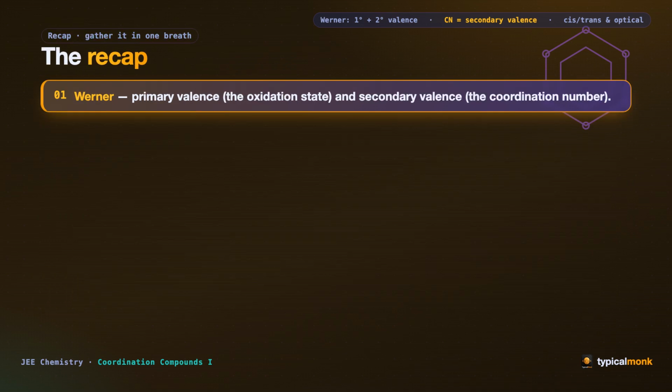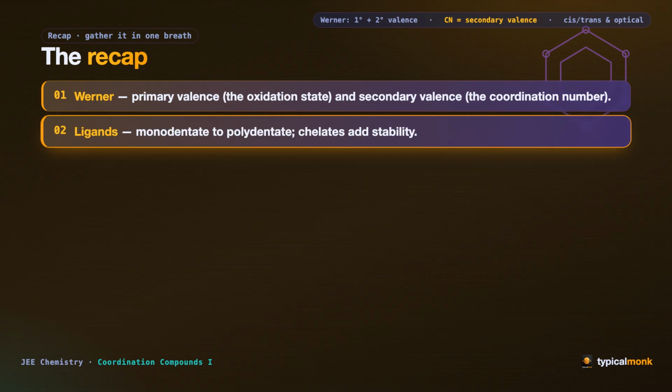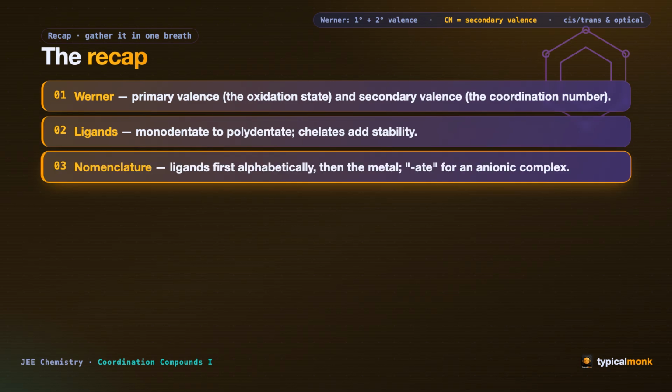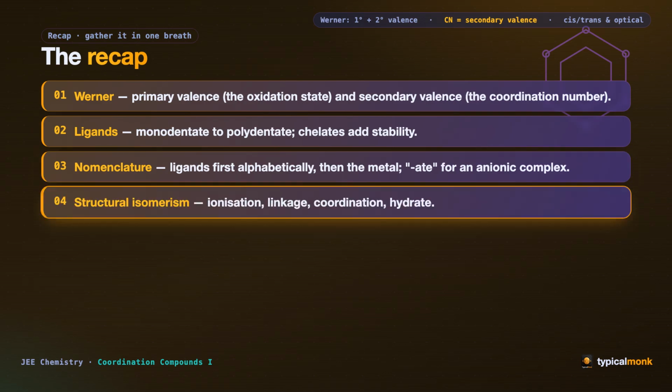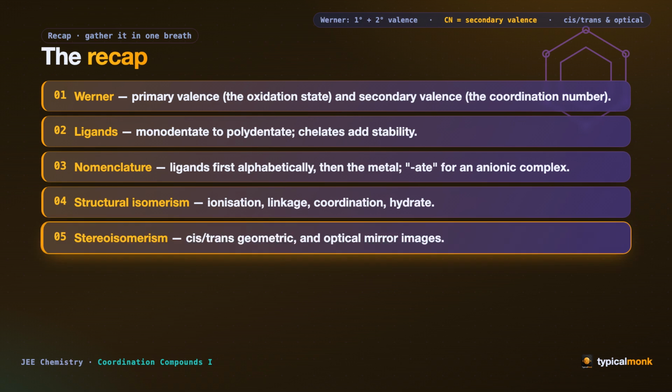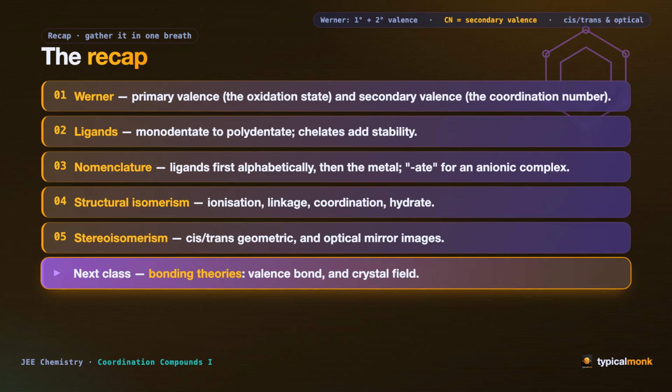Let us gather it all in one breath. Werner, the primary valence, which is the oxidation state, and the secondary valence, which is the coordination number. Ligands, from monodentate to polydentate, and chelates add stability. Nomenclature, the ligands first, alphabetically, then the metal, and ate for an anionic complex. Structural isomerism, ionization, linkage, coordination, and hydrate. Stereoisomerism, cis and trans, which is geometric, and optical mirror images. Next class, the bonding theories, valence bond and crystal field.